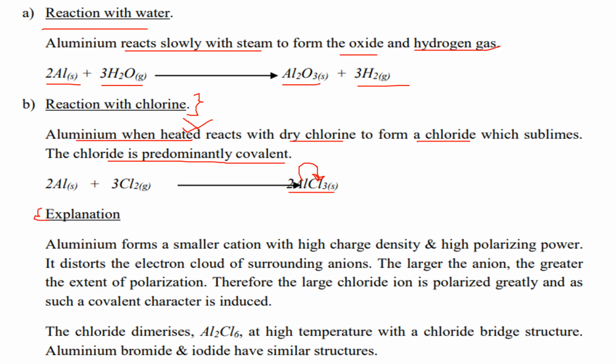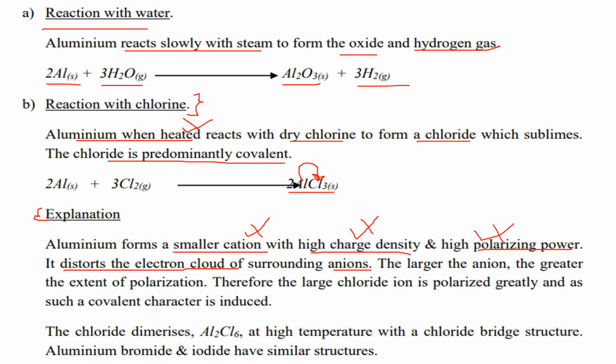Explanation: aluminium forms a smaller cation with high charge density and high polarizing power. Now whenever you see these, these are key elements when we are marking your work. Smaller cation, that means that we are talking about ionic radius. Someone else can say smaller ionic radius with a higher charge density and higher polarizing power. And we are saying hence it distorts the electron cloud of the surrounding anions.